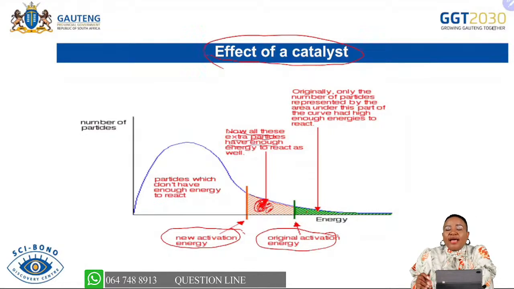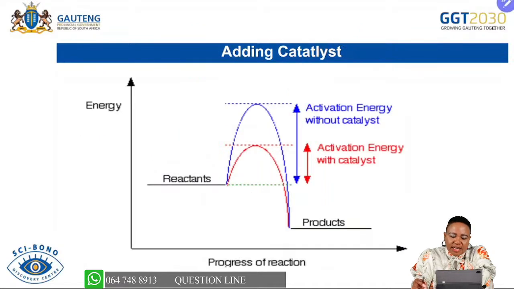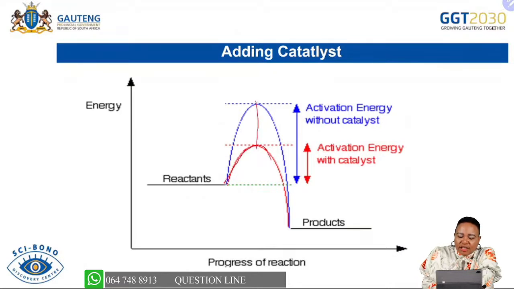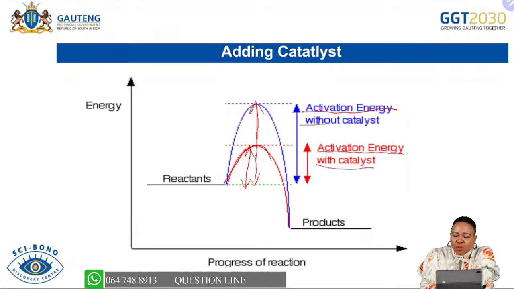As we said, a catalyst provides an alternative pathway of lower activation energy. Even when you look at this exothermic graph, you can see that the catalyst will do what? It will lower the activation energy. If this was the activation energy, when you add a catalyst, then your activation energy will be lowered. So this one is the activation energy with a catalyst, and the blue one is the activation energy without a catalyst.